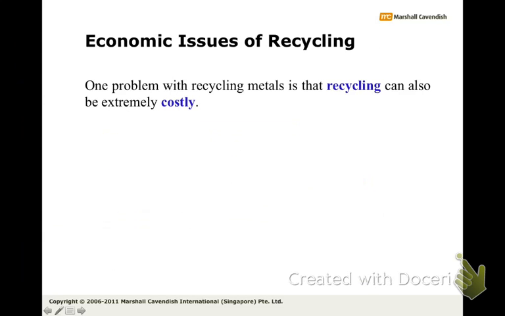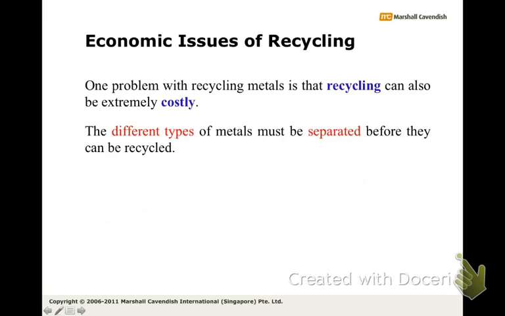Alright, so the economic issue of recycling is, even though you think long term it can save you a lot of money, in the short term it is actually extremely costly. That's why a lot of companies are not willing to take it up, and government bodies really need to issue them grants. The problem with recycling is it's very expensive.